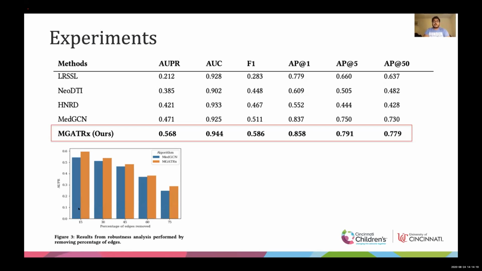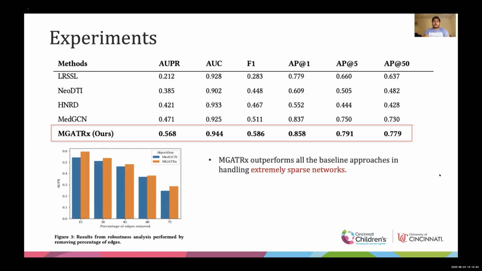and compared the performance. In this figure, we show the robustness of MGAT-RX and MedGCN by removing 15, 30, 45, 60, and 75% of edges. Our proposed algorithm performs substantially better than MedGCN in the robustness test, despite removing edges from the training and evaluating with the test set.